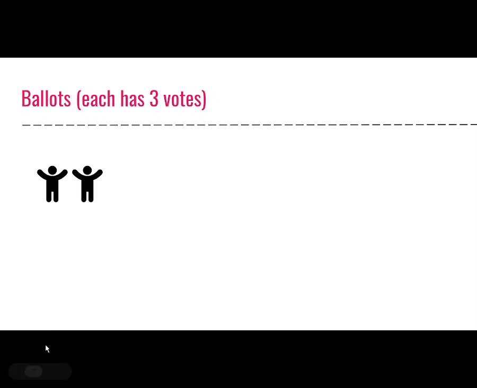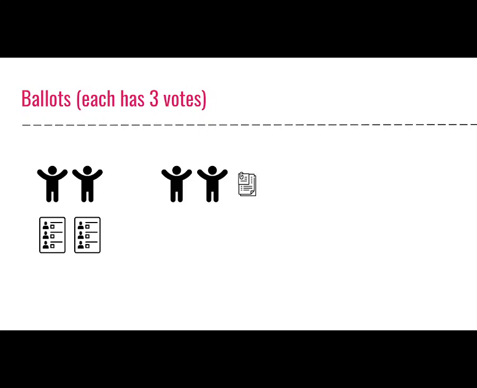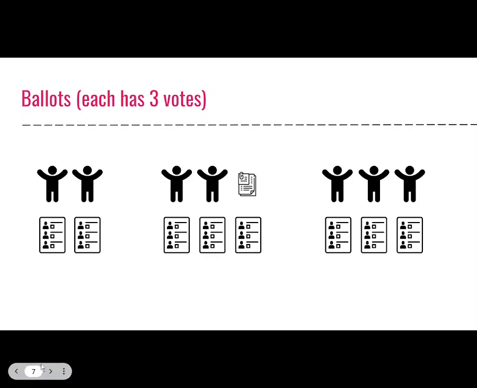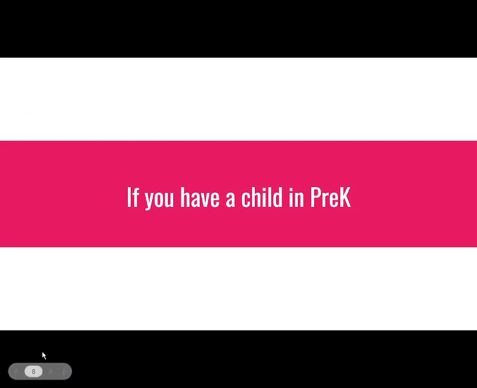If you have 2 children in general education programs, you will have 2 ballots. If you have 2 children with one of them with an IEP, then you will have 3 ballots. If you have 3 children, you will also have 3 ballots. So let's talk about how each grade level parent will be voting.